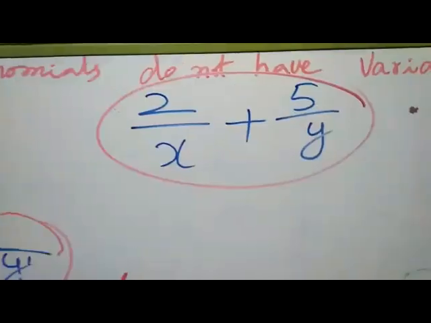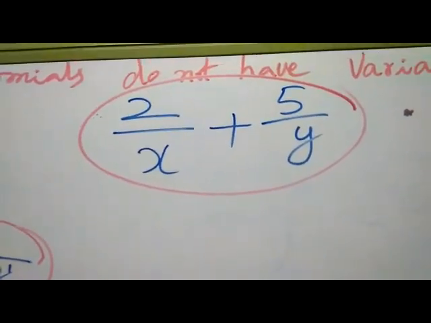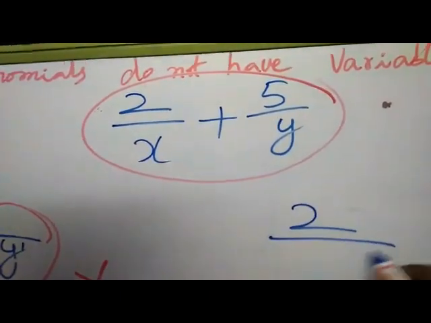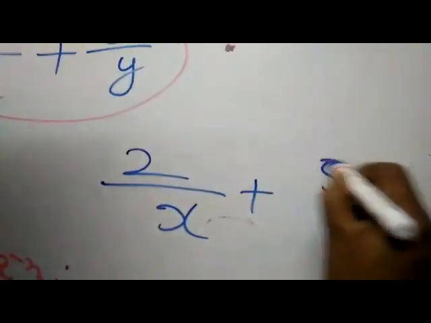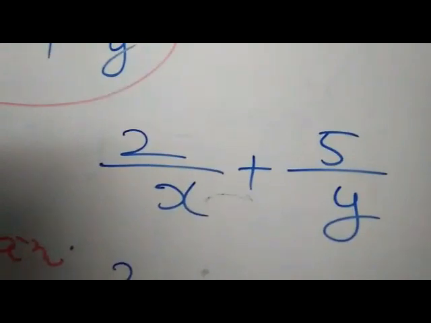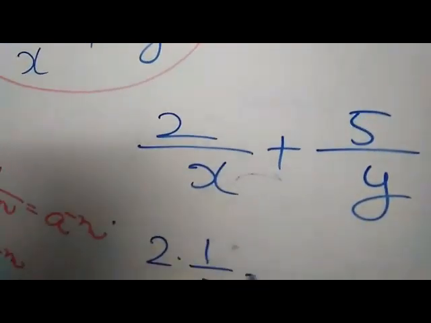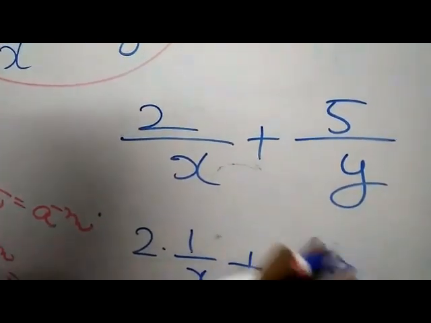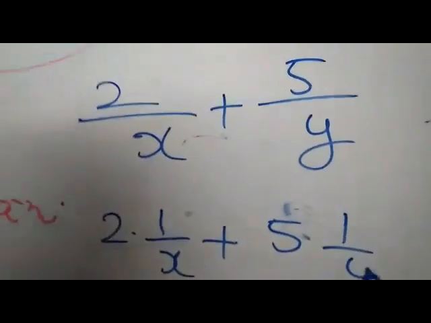Next, 2 by x plus 5 by y. Now I'll explain this also. 2 by x plus 5 by y. 2 into 1 by x plus 5 into 1 by y.